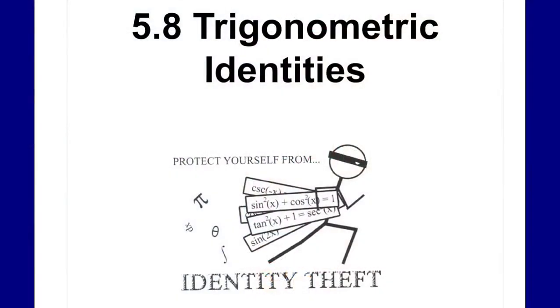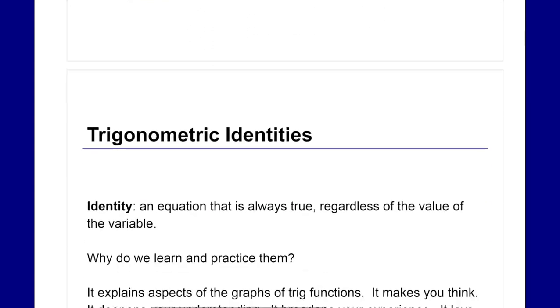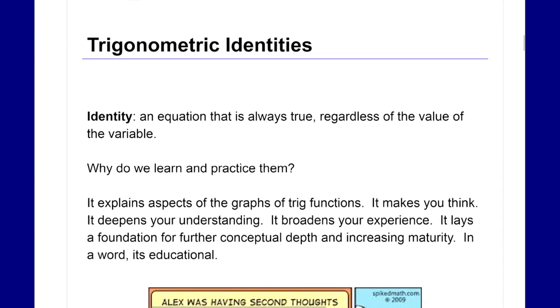In today's lesson, we are going to be looking at trigonometric identities. So you might be thinking, well, what is an identity? What does a trigonometric identity mean? Well, an identity is an equation that is always true regardless of the value of the variable. And then, so why do we learn and practice them?